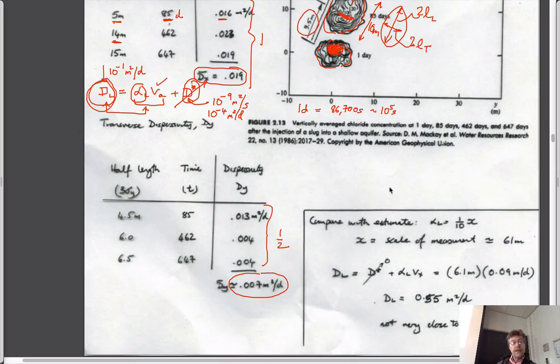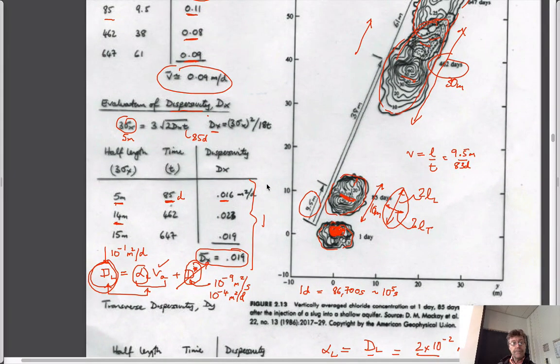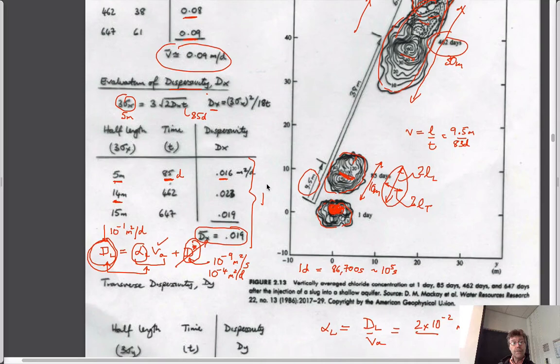And so we could, if we wanted, calculate the value of alpha L. I don't know if I'm able to do that. I suppose I could. I don't have a good track record recently. What would the calculation be? Alpha L would be equal to this measured dispersivity divided by the advective velocity, which is what? 2 times 10 to the minus 2, is that right? Meters squared per day. And the advective velocity was something like 10 to the minus 1 meters per day.